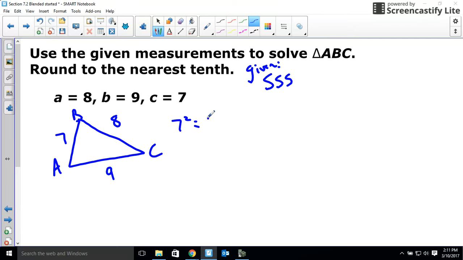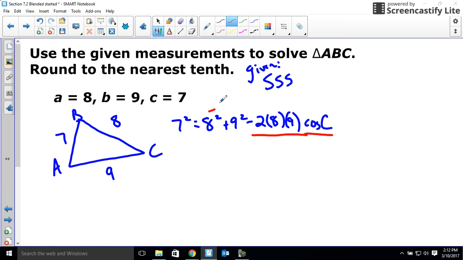So here's what I'll do. I'll say 7 squared equals 8 squared plus 9 squared minus 2 times 8 times 9 times the cosine of angle C. This is a big equation where I'm going to try to get this cosine of C all by itself. One thing I want you to notice is all of this stuff right here is together. That's all one big term right there. So I'm going to take this 8 squared over to the other side of the equation, and I'm going to take that 9 squared to the other side of the equation by subtracting those from both sides. So I'm going to do that right now.